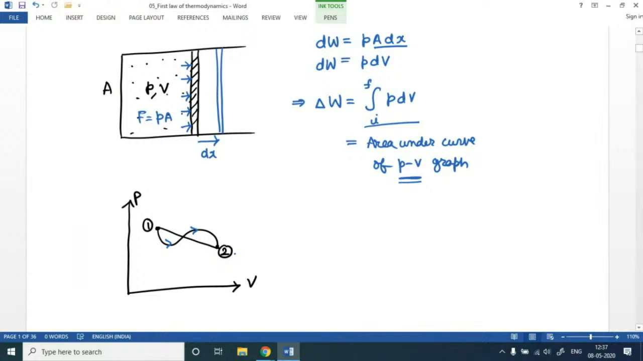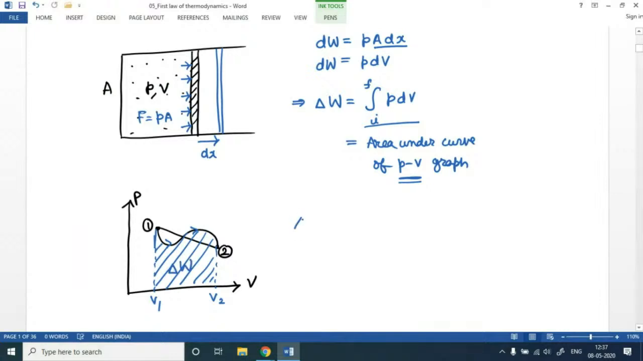So what we can say over here is that the work done by the gas would be simply the area under the curve. Let's say the volume is V1 here and V2 over here. So the area under the curve of this process will be simply this. So this is nothing but the work done by the gas, delta W in this case.